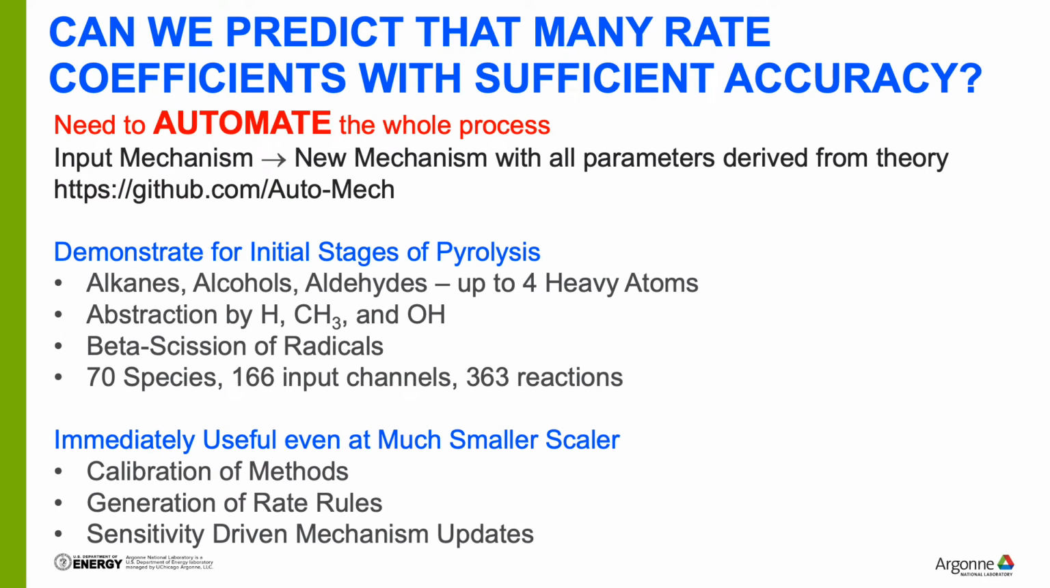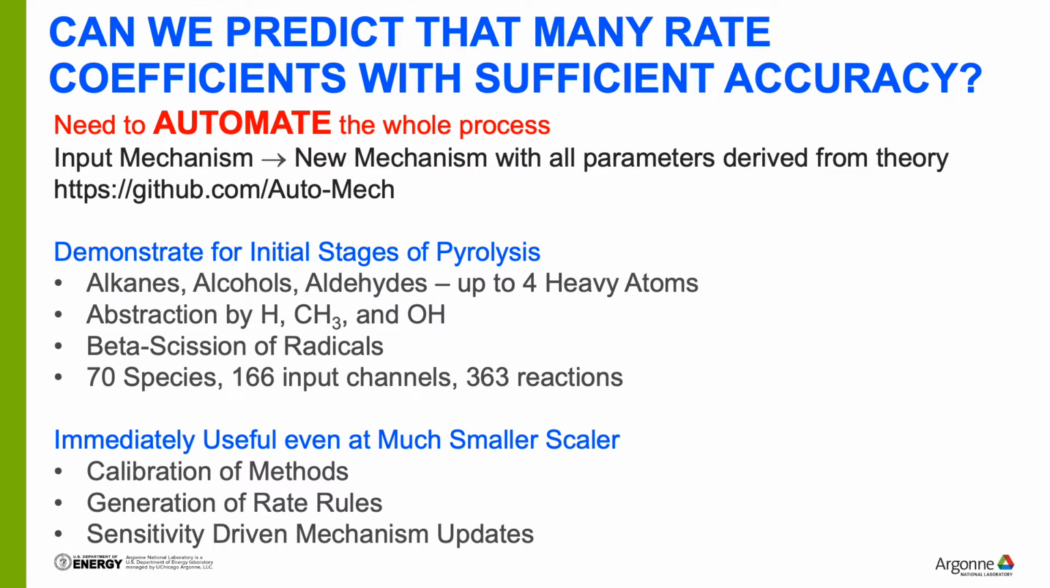So the key question that anybody might ask is: can you really predict that many rate coefficients, and can you do it with sufficient accuracy? I'm going to try and demonstrate that a little bit, as I said, for the initial stages of pyrolysis in a series of alkanes, alcohols, and aldehydes with up to 4 heavy atoms.